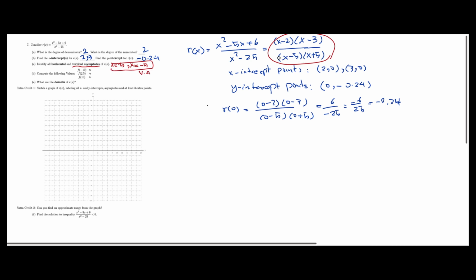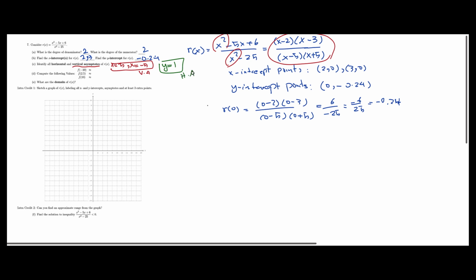And then for horizontal asymptotes, because this function is a rational function, and the degrees of numerator and denominator are the same, it's just going to be y equals the ratio of the coefficients of these two. If you remember, it all depends on the degrees of numerator and denominator, and the coefficients are 1 over 1, so y equals 1 is the horizontal asymptote.